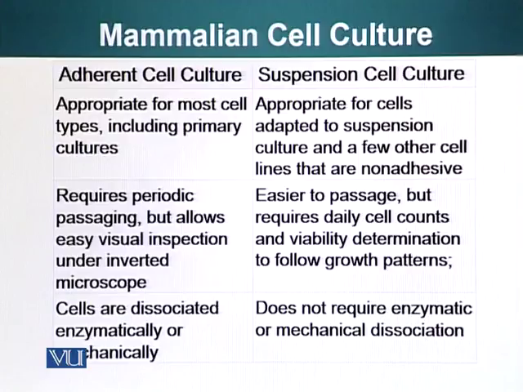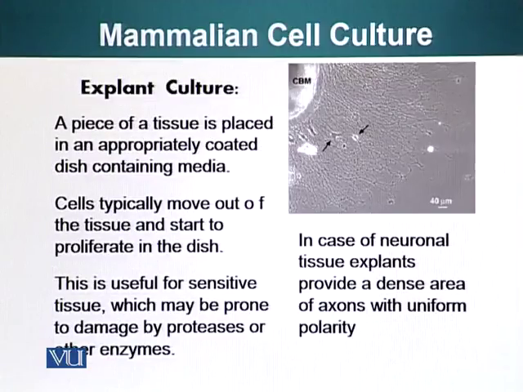Explant cultures: a piece of tissue is placed in an appropriately coated dish which contains the media. Cells typically move out of the tissue and start to proliferate in the dish. This is useful for sensitive tissue which may be prone to damage by proteases or enzymes that you need to make the tissue fall apart so cells will separate from each other and adhere to the culture dish. Also, in the case of neuronal tissue, explants provide an excellent opportunity to have a dense area of axons with a uniform polarity of their microtubules, for example.